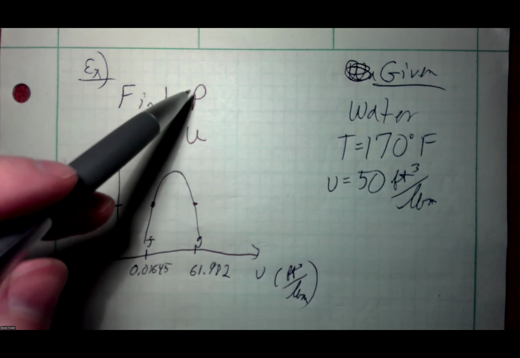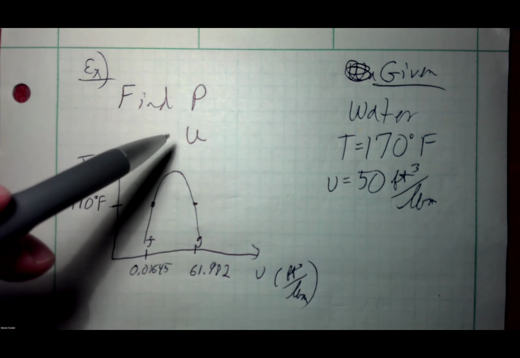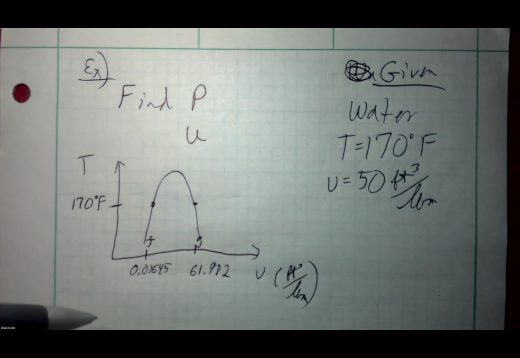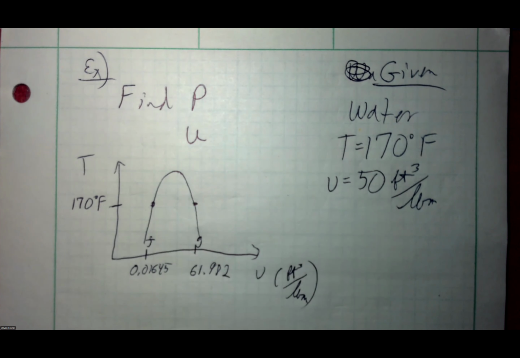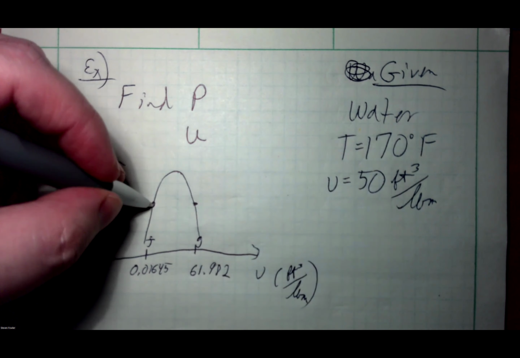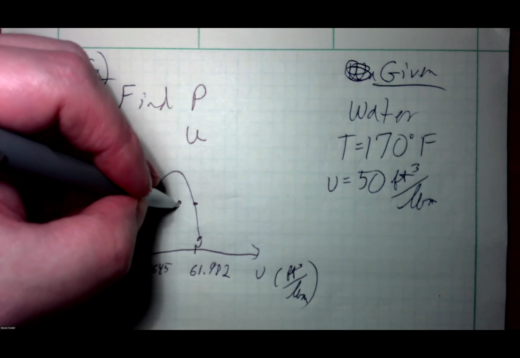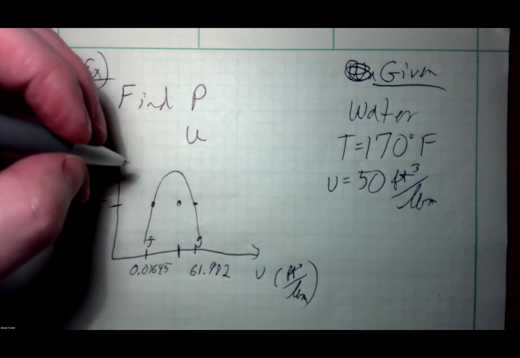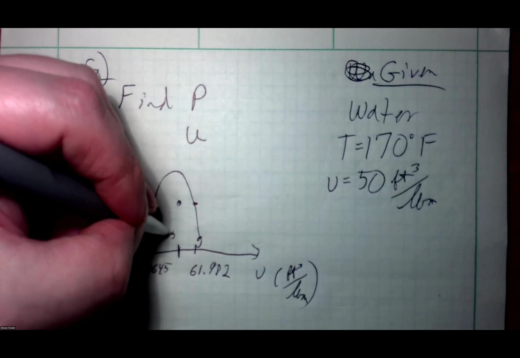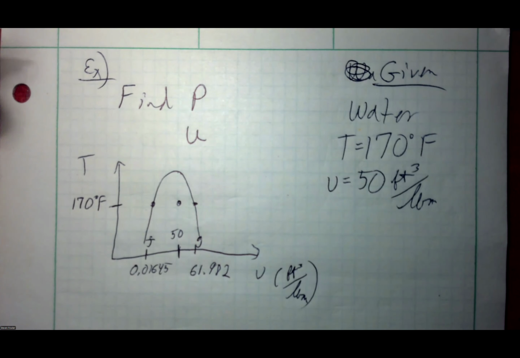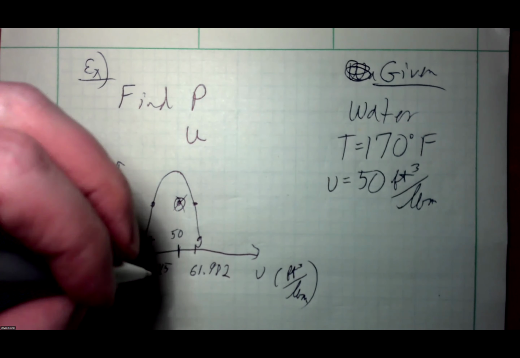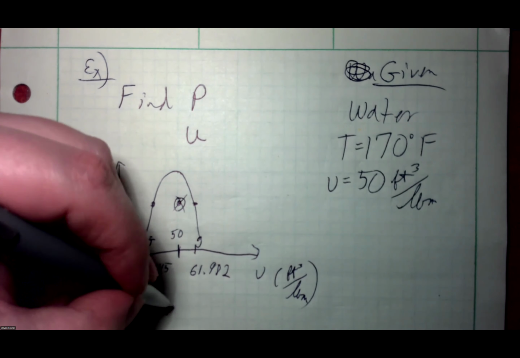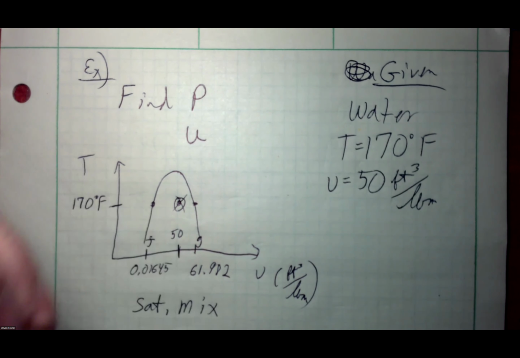We're trying to find pressure and internal energy, which means I need to know which table, which row I'm using. So I need to figure out the phase. Okay, what do I know? I know temperature and volume. Well, I've got a volume of 50, and I've just figured out at 170 that these are the limits for saturated liquid and saturated vapor, the dome limits. I'm up here at 50, which puts me right here in the dome region. I'm in between saturated liquid and saturated vapor. So I have a saturated mix.